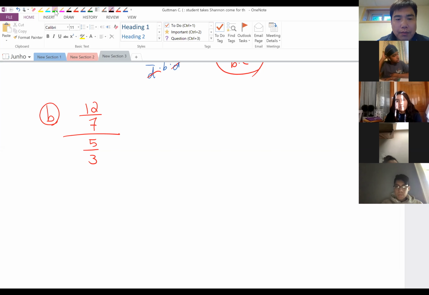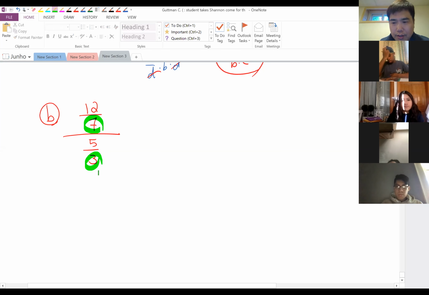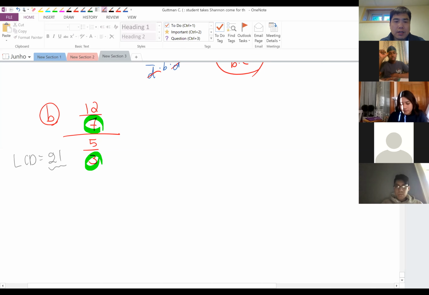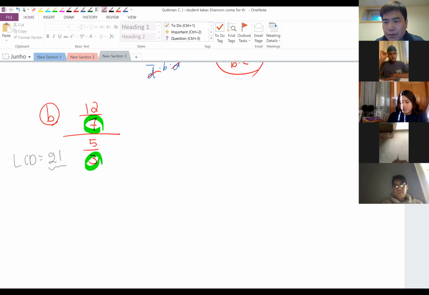Only the denominator, 7 and 3. Yes? So what's the LCD in this case? 21. Okay, let me pause for a second. If you don't understand how we got LCD equal 21, let us know, please. You all get how we got the LCD equal 21?